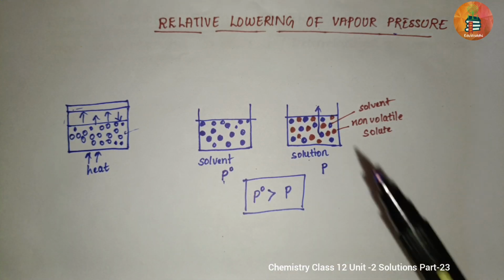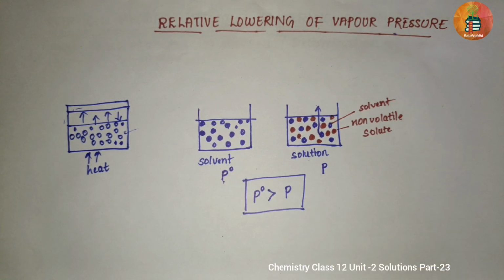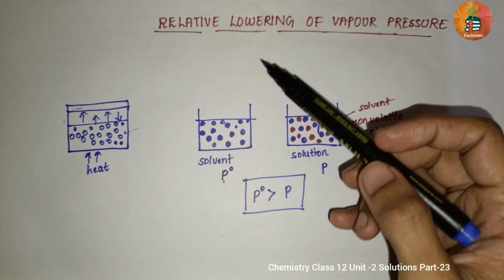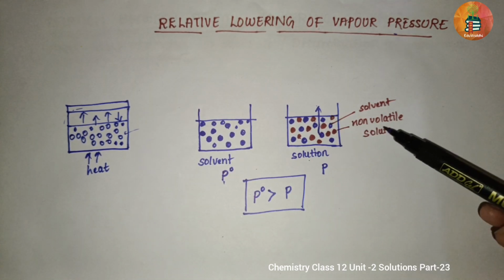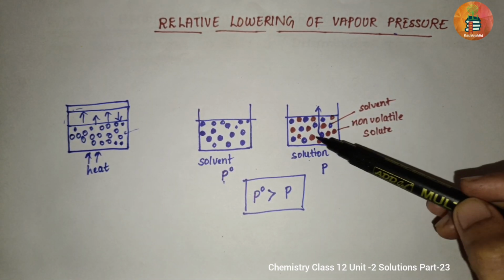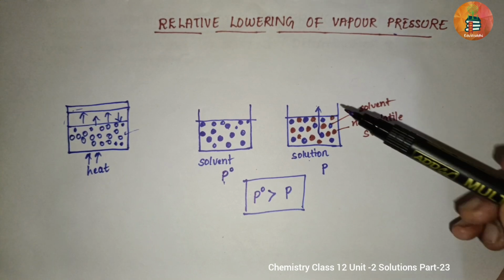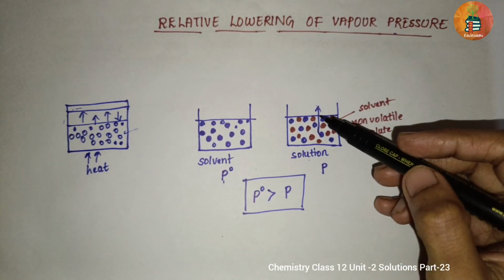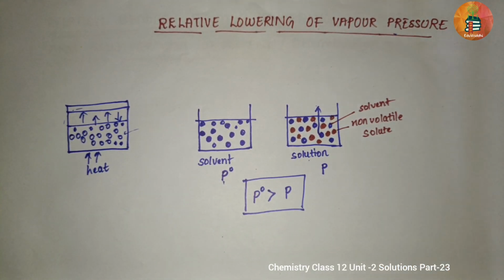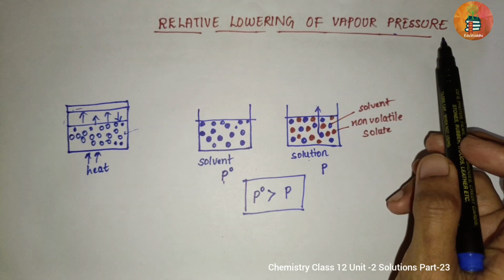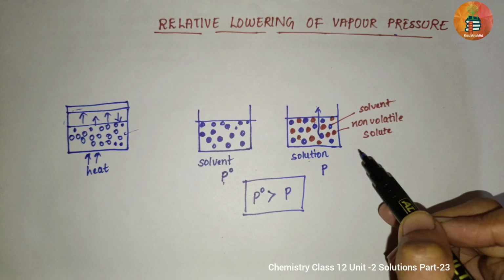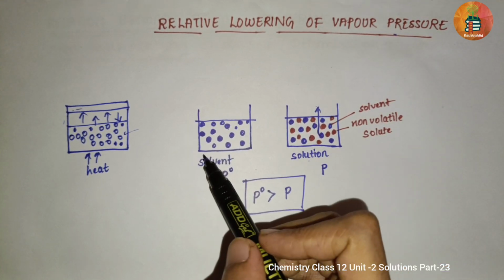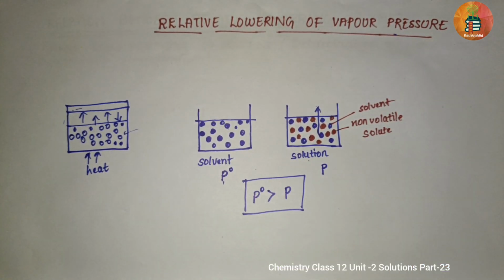Why? Because in case of solvent, there are only solvent molecules, which will directly change into vapor state without any difficulty. But in case of solution, it should overcome the solute particles present in between and then change into vapor, which is a little bit difficult compared to solvent. So vapor pressure decreases. That's about lowering of vapor pressure. So we can say that there is lowering of vapor pressure in case of solution when you compare with the pure solvent. Now what is relative lowering of vapor pressure?